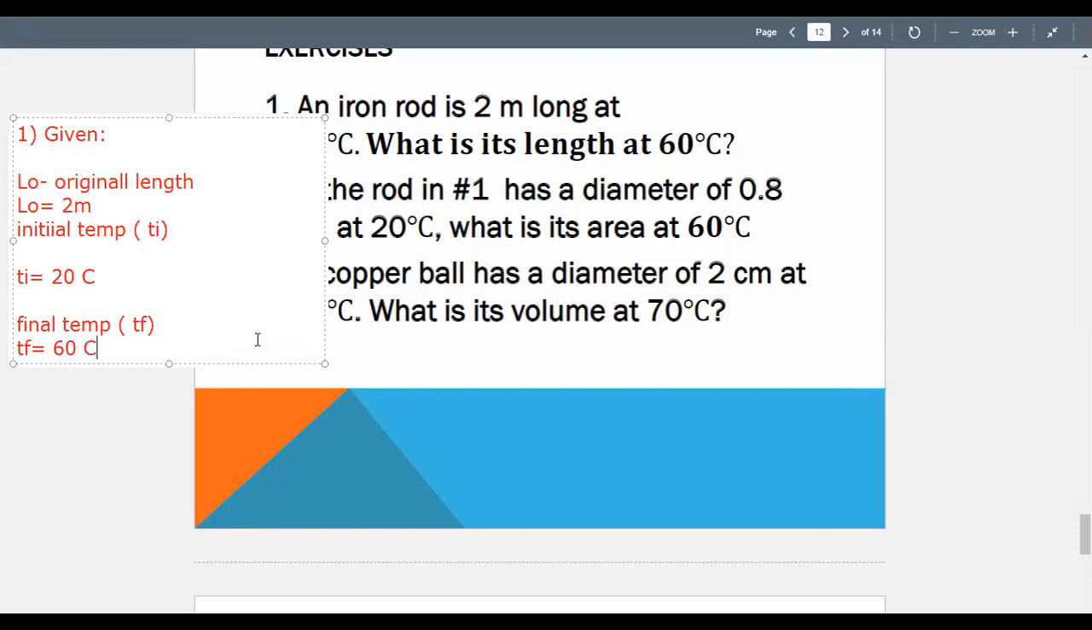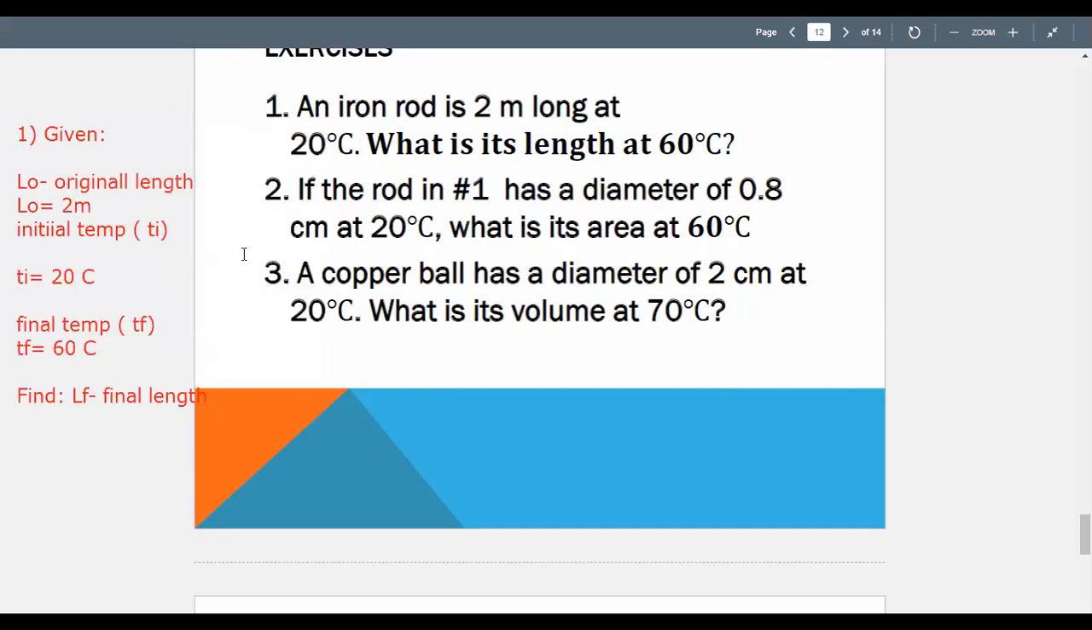Okay, so what we are trying to find here is L sub F, the final length of our object at a temperature of 60 degrees Celsius. So we know that our object will elongate once heat is added to the material.